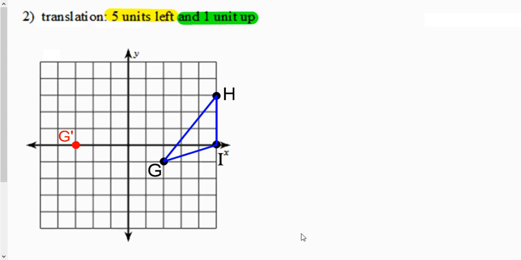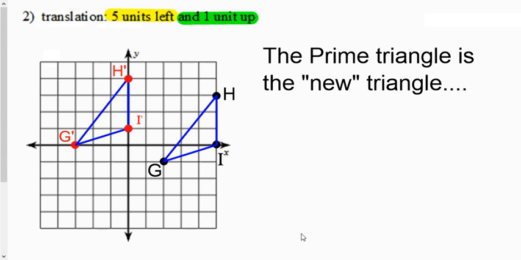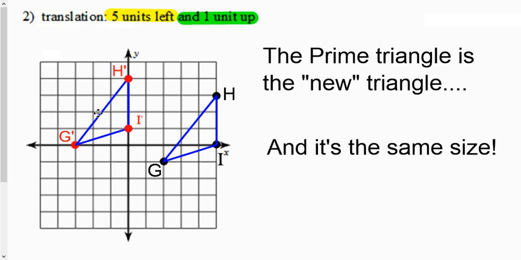Do the same with the other 2 dots. Make sure you label it as you go, or else you'll have a mess. You'll forget which one's which. And then connect it, and there we have it. Keep in mind the prime triangle is new, and also it's the same size. We can slide it back over and see that it is a perfect copy.